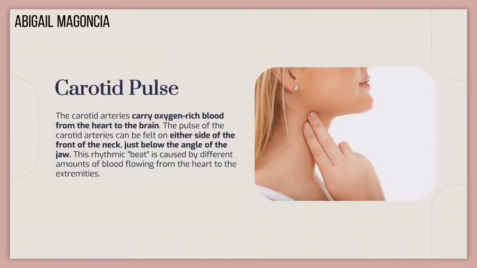The carotid arteries carry oxygen-rich blood from the heart to the brain. The pulse of the carotid arteries can be felt on either side of the front of the neck, just below the angle of the jaw. The rhythmic beat is caused by different amounts of blood flowing from the heart to the extremities.